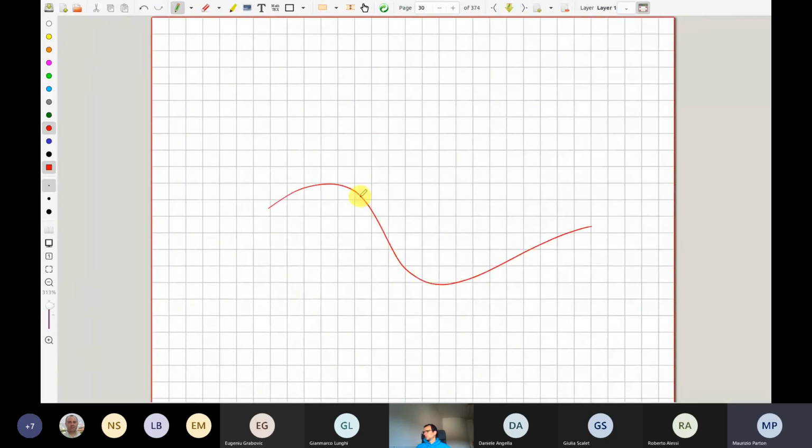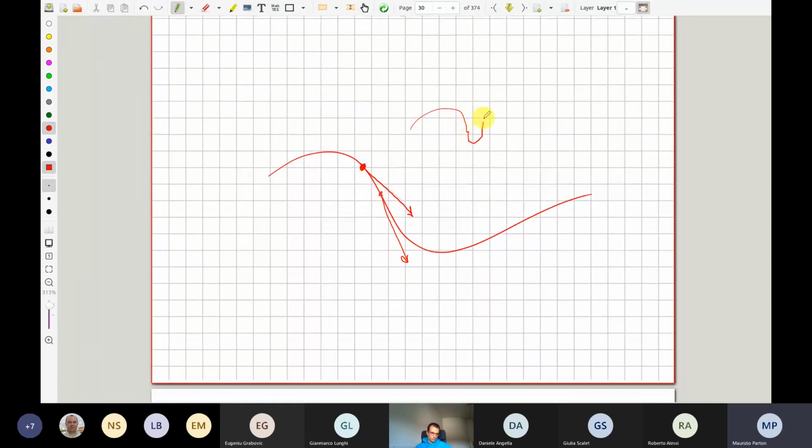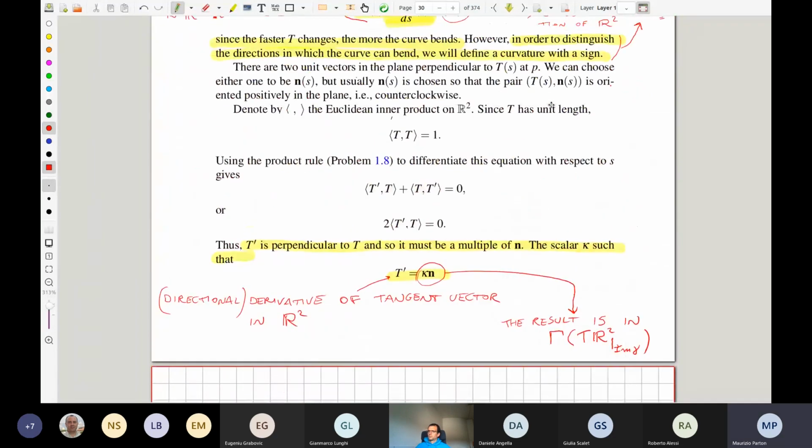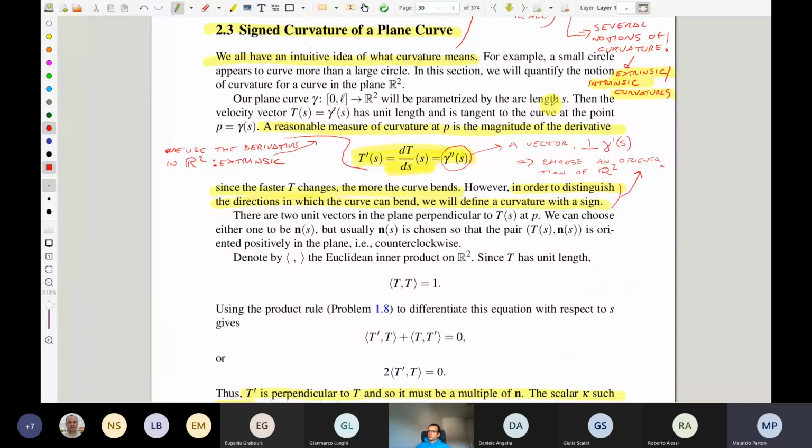We have the curve, we take the tangent vector to the curve, and we take its derivative when going through the curve. Do you agree that if the derivative is very high, that means that this tangent vector is changing very quickly? And this means that the shape is changing very fast. So this derivative is giving you an idea of how much this curve is curved.